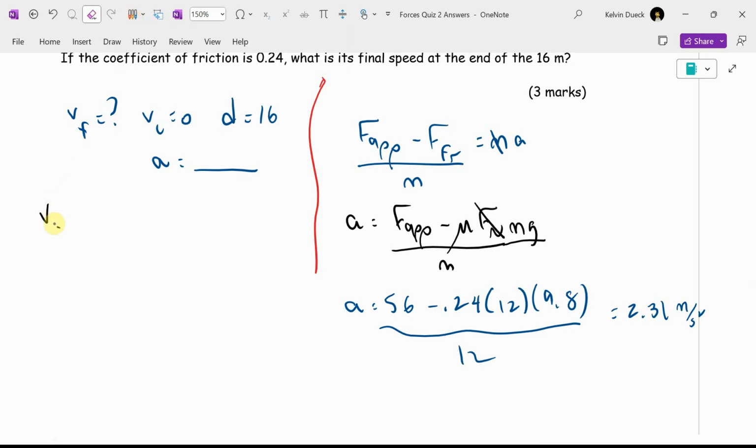Now, to find VF, I'm going to use VF squared equals VI squared plus 2ad, although VI is 0. That's VF squared. Ooh, how to get rid of a squared?